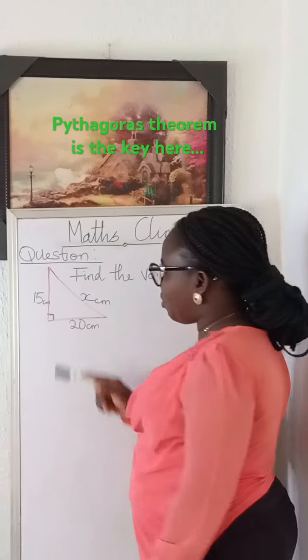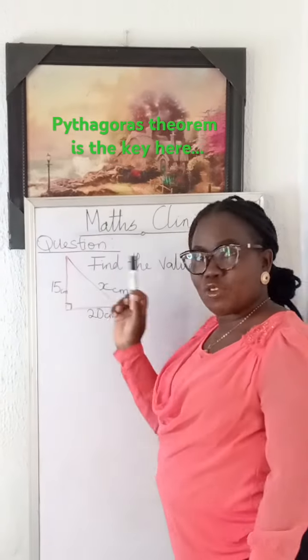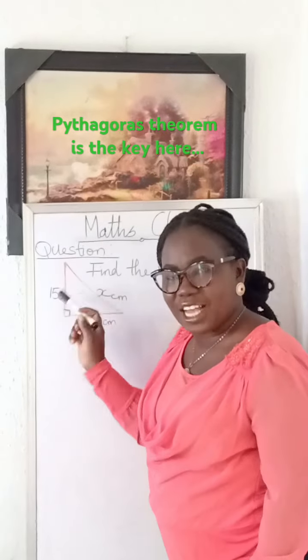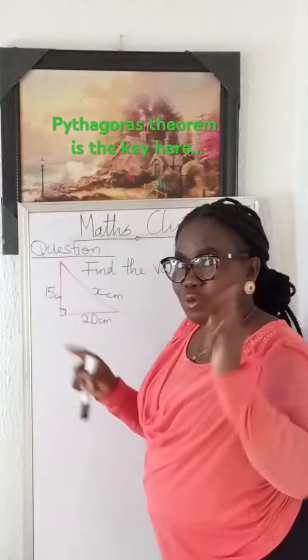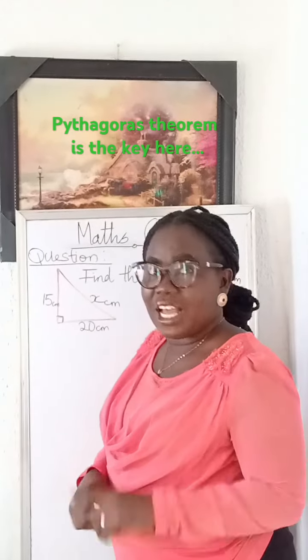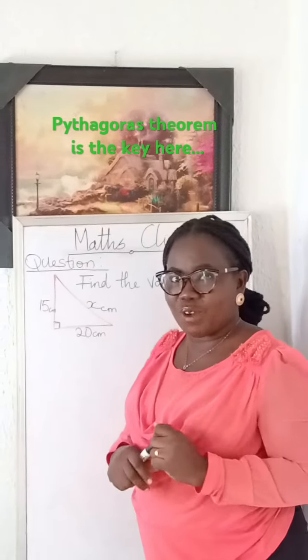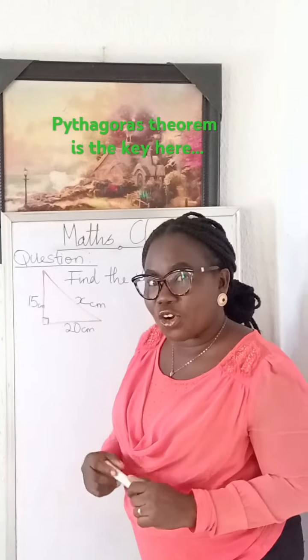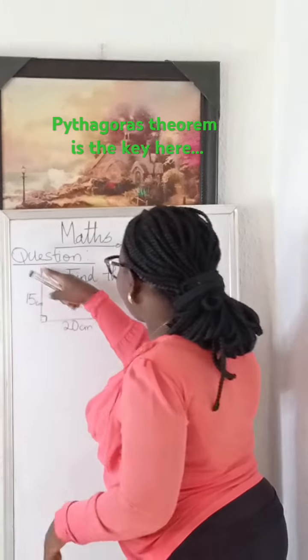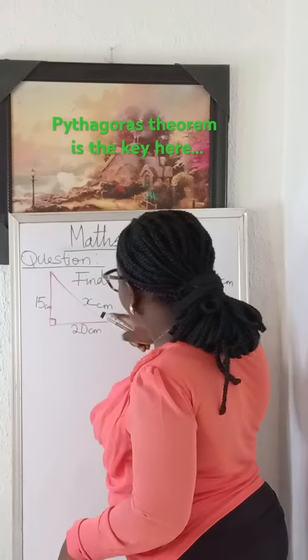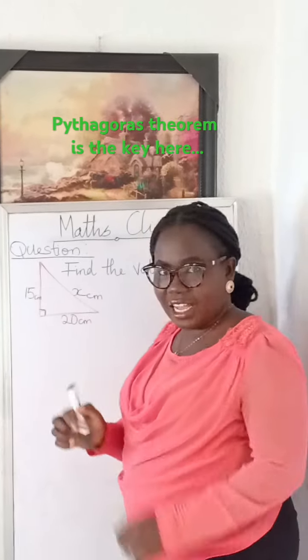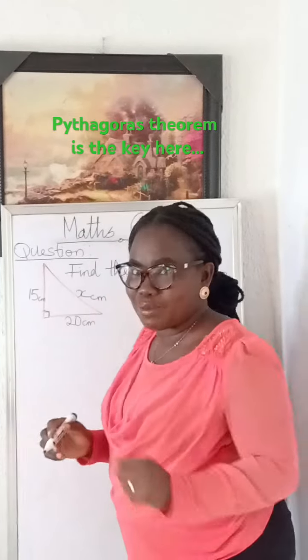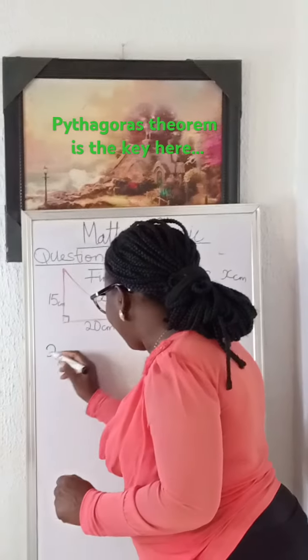Find the value of x centimeter. In this diagram, if you look at it very well, this is a right angle triangle. To find the value of this side, we're going to be using our Pythagoras theorem. That's why it's important for you to know your math facts. In our Pythagoras theorem, we know that the square of the hypotenuse is equal to the sum of the squares of the adjacent sides. So let me put that mathematically so that you can understand clearly.